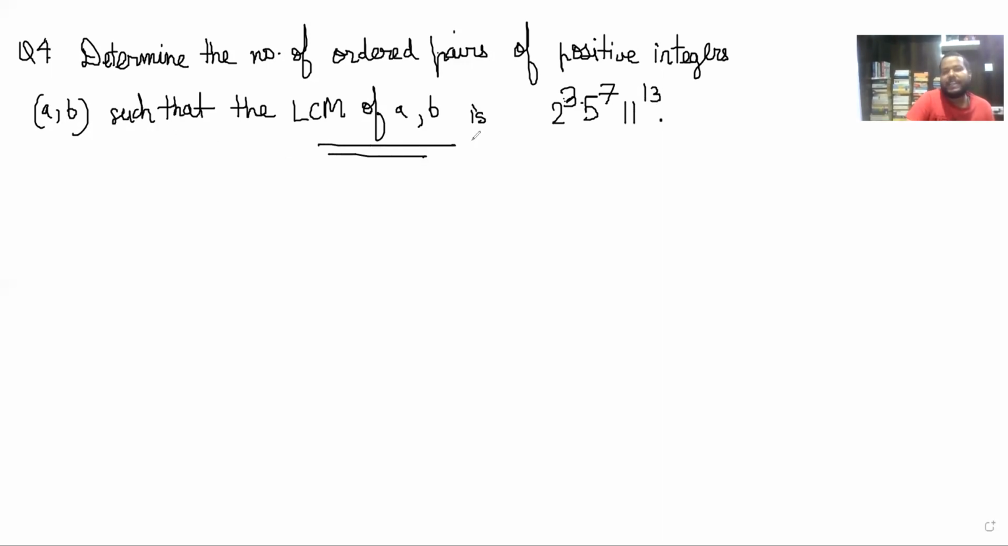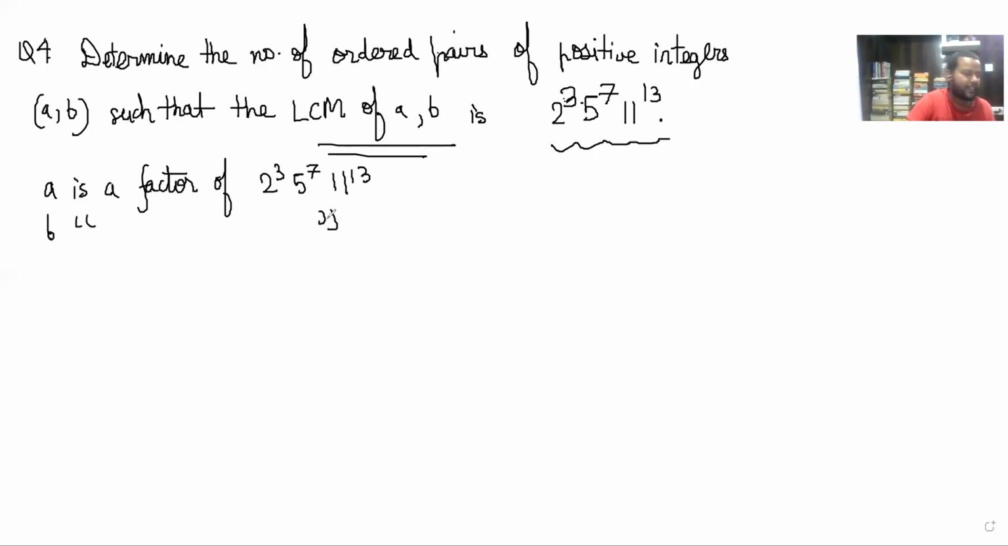So the LCM of A and B is given, and you have to find numbers A and B such that this is the LCM, right? If the LCM of A and B is this, then A is a factor of this number, and B is also a factor of this. So A's prime factorization should be 2 power X, 5 power Y, 11 power Z, and B's prime factorization will be 2 power S, 5 power T, and 11 power U.